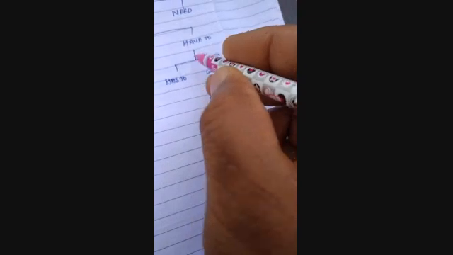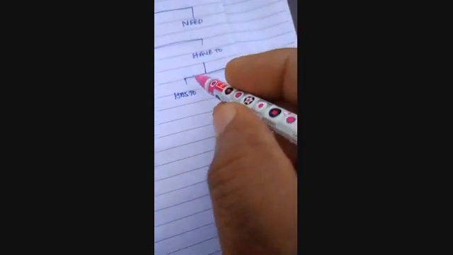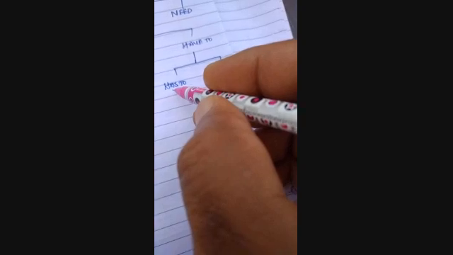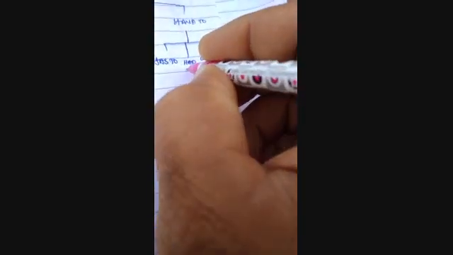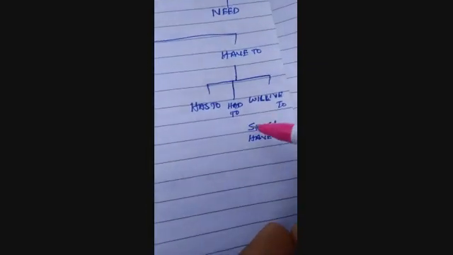And here are three kinds of this modal, have to: has to, had to, will have to, and shall have to. Okay, so all these words are known as the main modal auxiliary verbs. Main modal auxiliary verbs. What do we call them? Main modal auxiliary verbs.